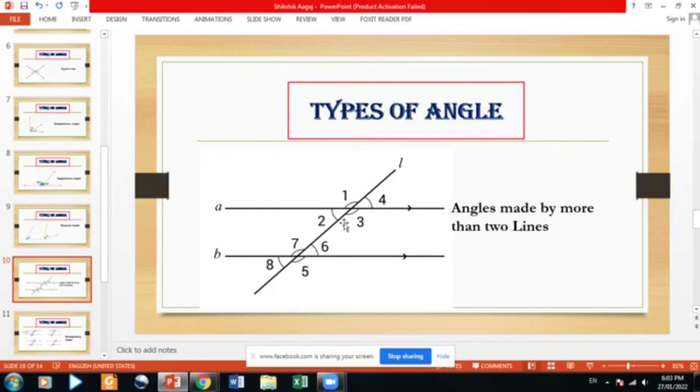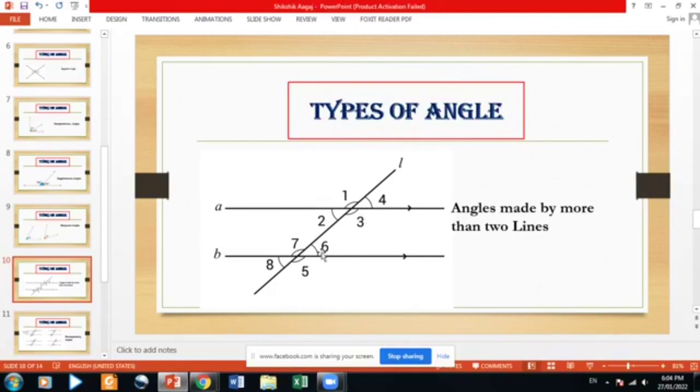Again, line L and line B are intersecting each other at this point and there is formation of 4 more angles, angles 5, 6, 7 and 8. Just concentrate on these 4 angles. We'll search for the pair of opposite angles. It will be angle 6 and angle 8, angle 5 and angle 7. These will be the 2 pairs of opposite angles. Now we'll find the pairs of supplementary angles. Here we found 4 pairs of supplementary angles.